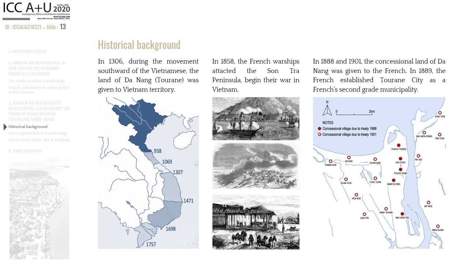Following the Treaty of 1888, the first concession border of the French in Tourane included 5 villages, all located on the left bank of the river. In an attempt to enlarge the city, the French put pressure on the Vietnamese feudal kingdom to sign the treaty in 1901, forcing other villages to be ceded to the French.